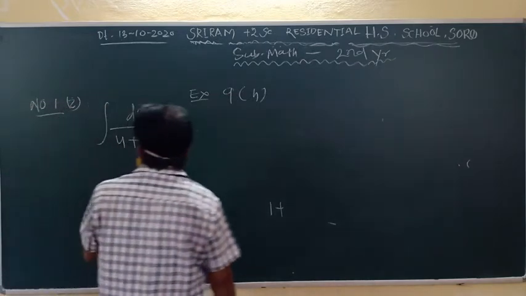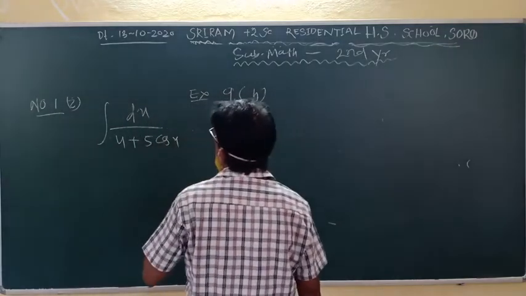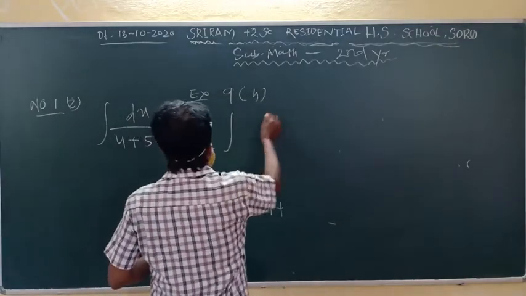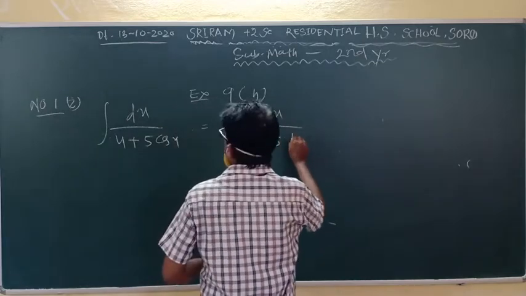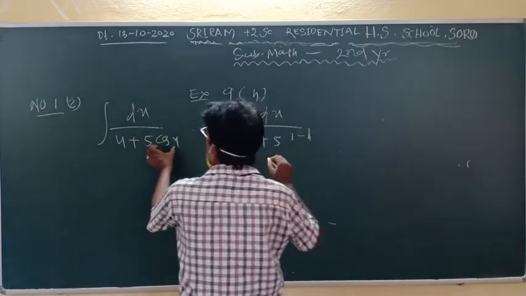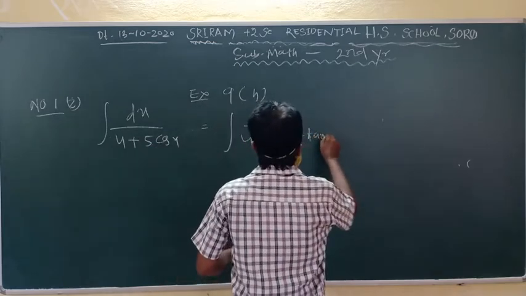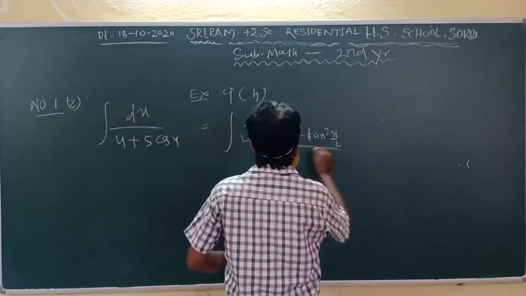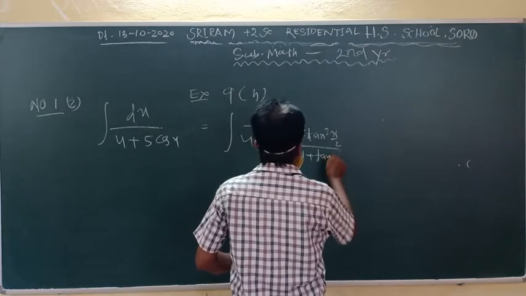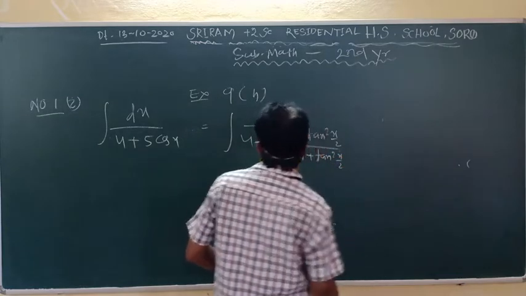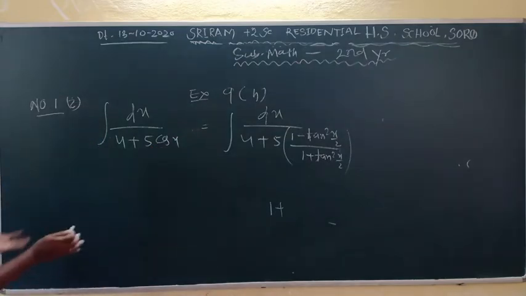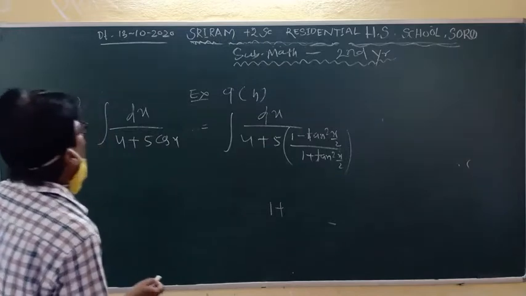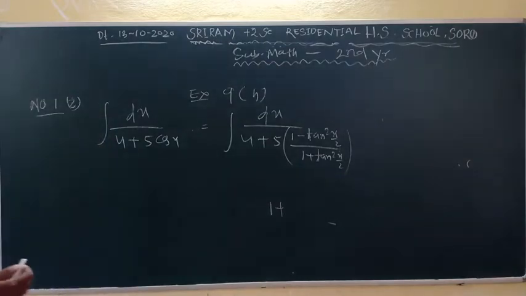So cos x in form 1. For cos x, you put the value: 4 plus 5 whole into 1 minus tan square x by 2 divided by 1 plus tan square x by 2. Instead of cos x, you put the formula 1 minus tan square x by 2 divided by 1 plus tan square x by 2. That is your formula for number 1I.